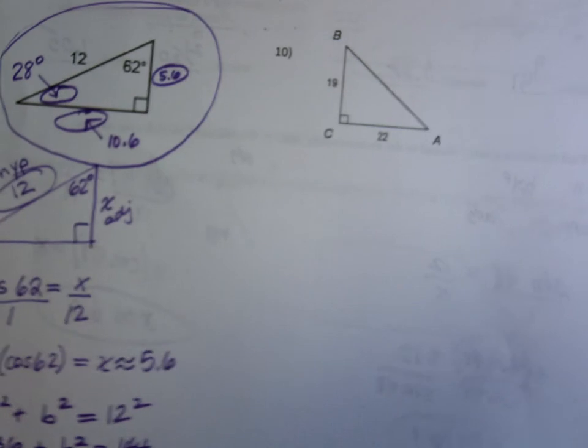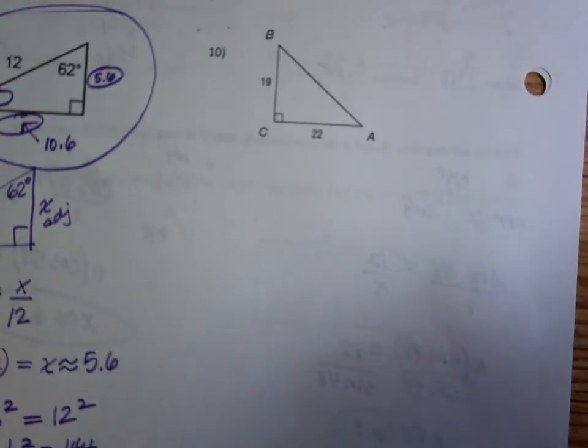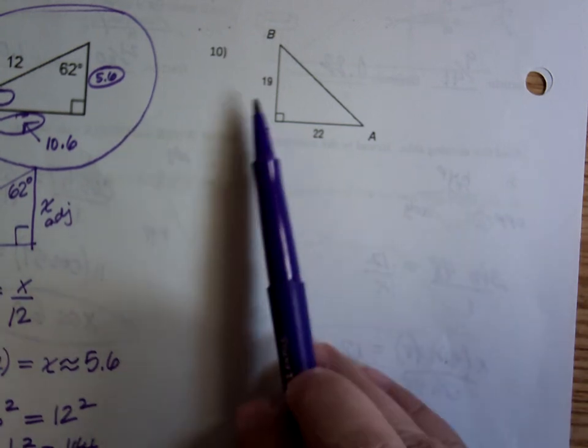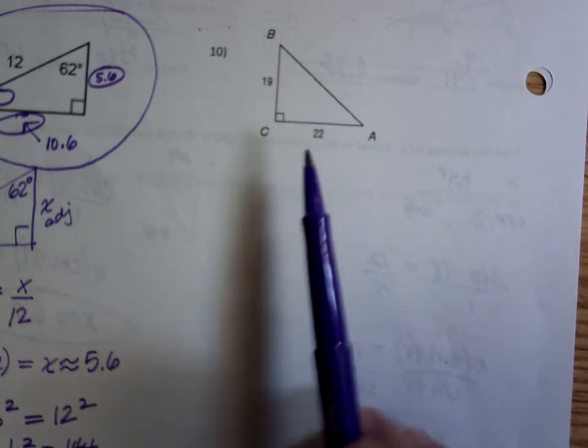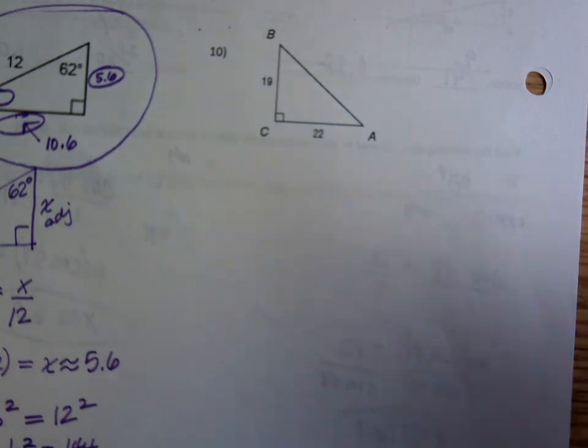Okay? Next one. This is the one where a lot of people tried to make this a 45, 45, 90, I think maybe just because it kind of looked symmetrical. But see, look, the 2 sides are not the same. It cannot be a 45, 45, 90 when the 2 legs are not the same.